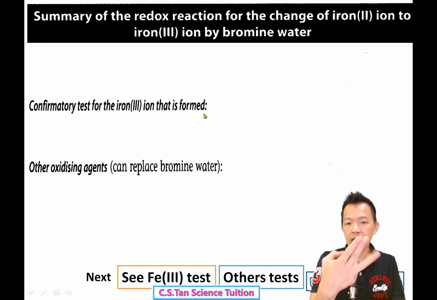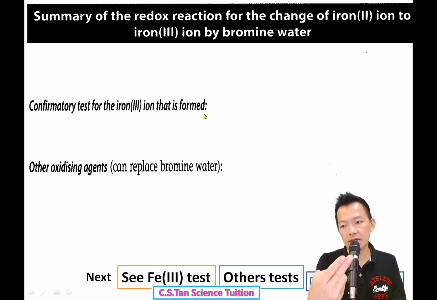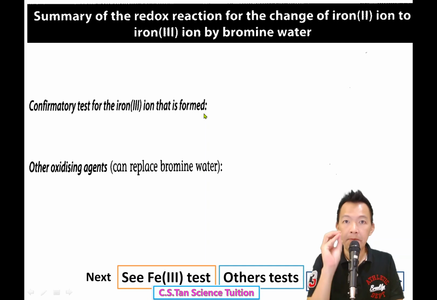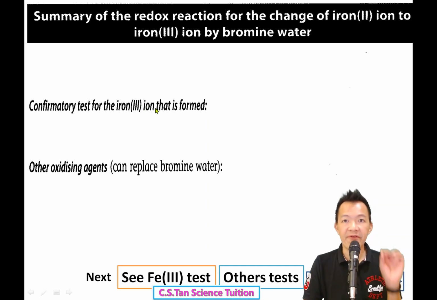Next question: confirmatory test for the iron 3 ion that is formed. So from green color become brown color. But how do you know the brown color must be iron 3? You can perform an iron 3 ion test. But what are the tests? Which test is best? How to confirm the iron 3 ion that is formed?